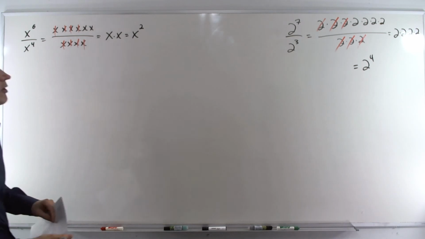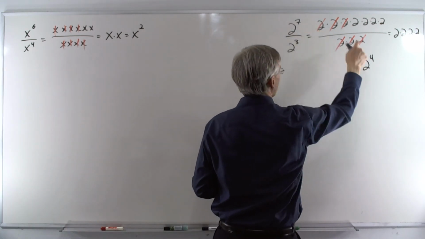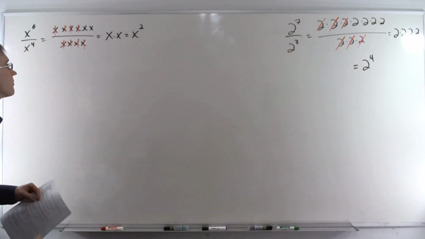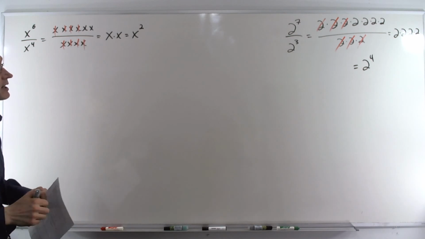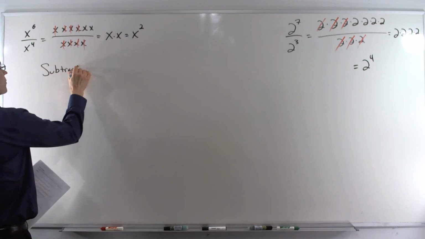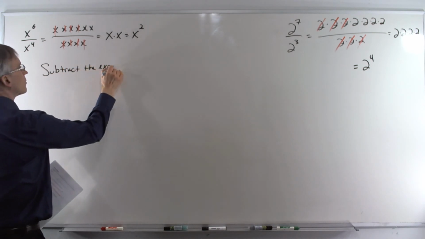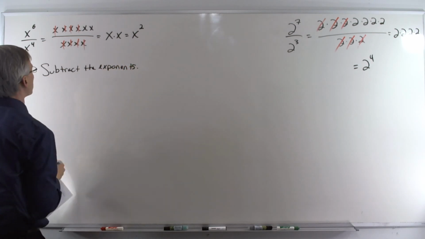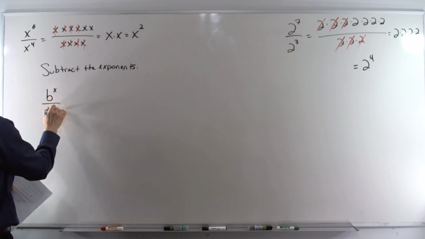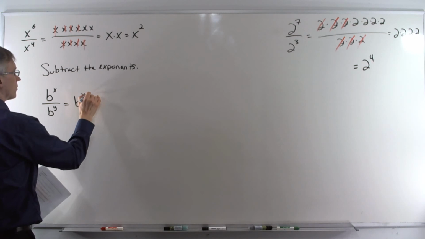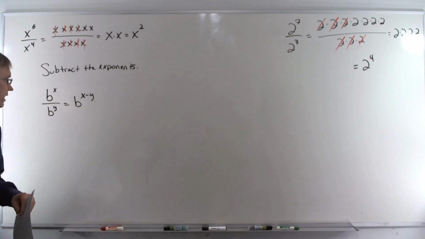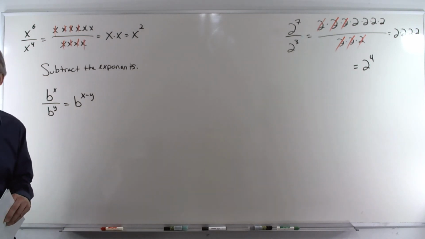All right, so now we're going to go from first step right to the last step. How do we get a 4 out of 7 and 3? How do we get a 2 out of 6 and 4? The only way to get that is to subtract the exponents. So for dividing exponents, we subtract. b to the x over b to the y is b to the x minus y.